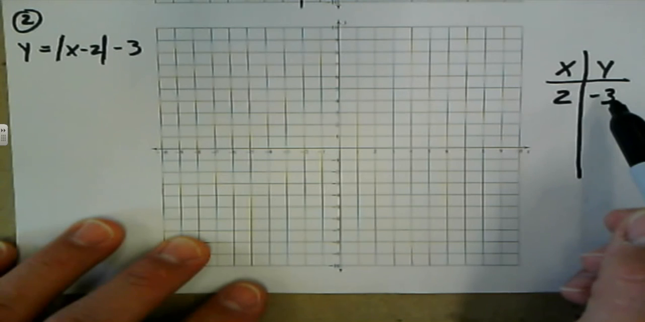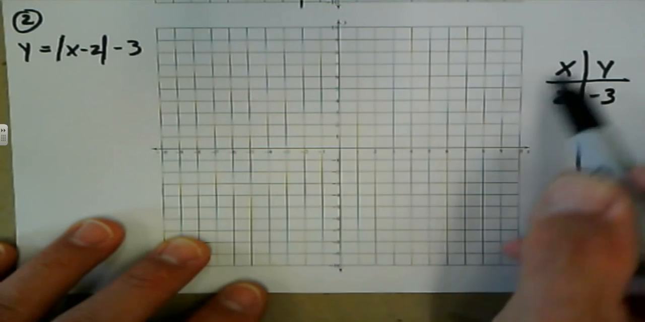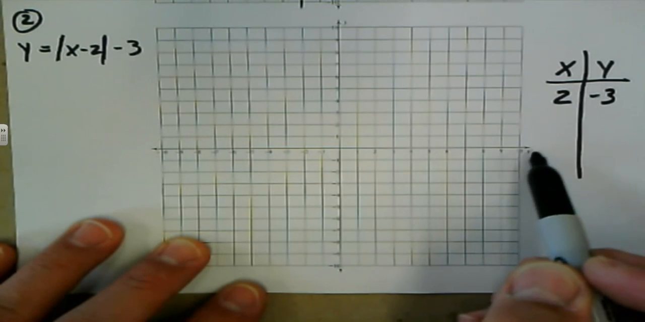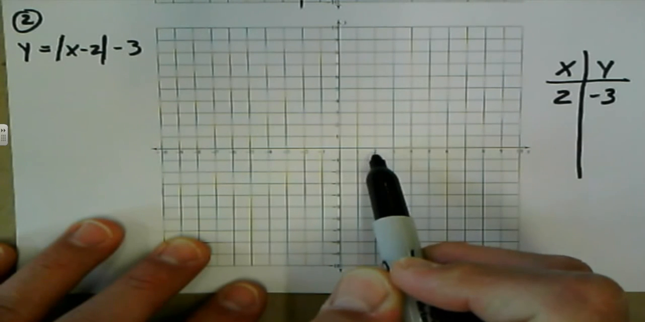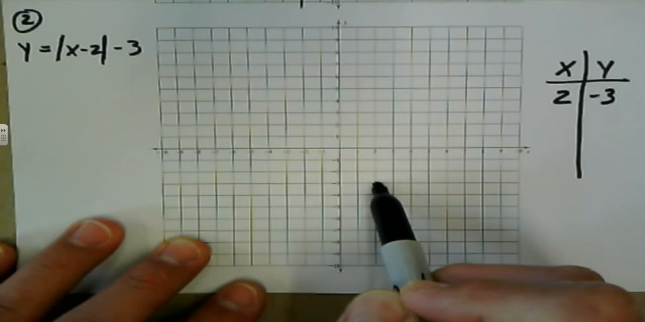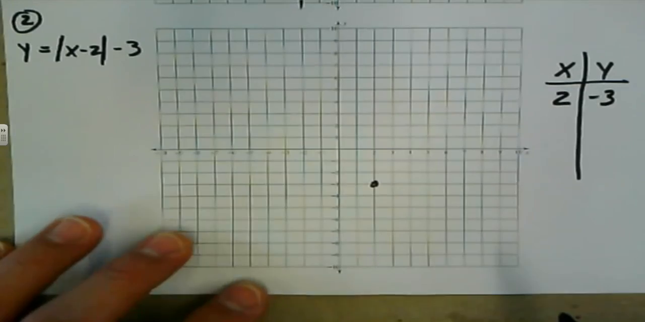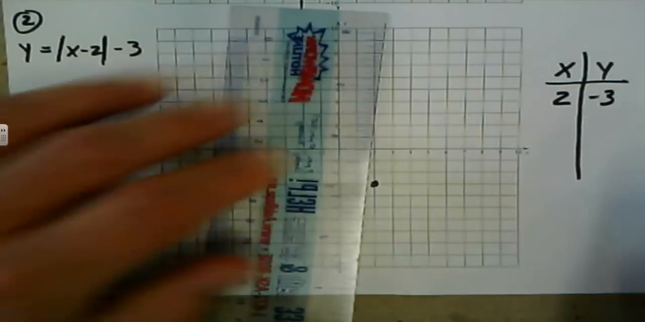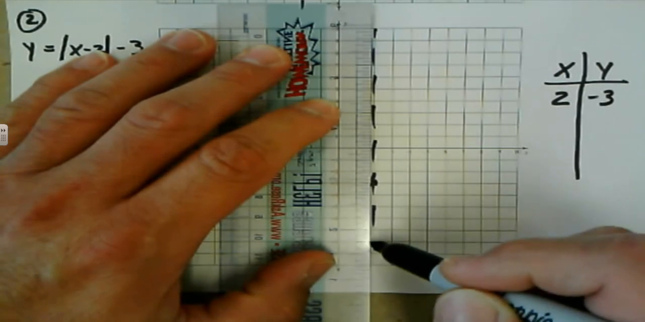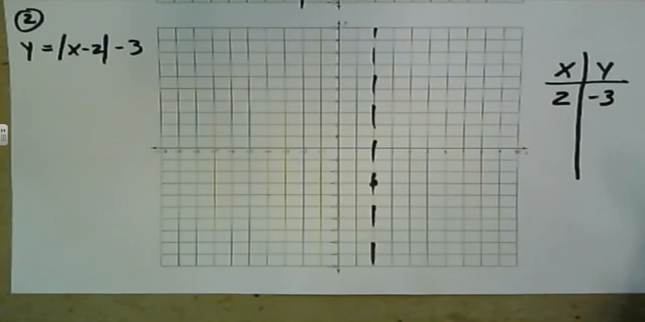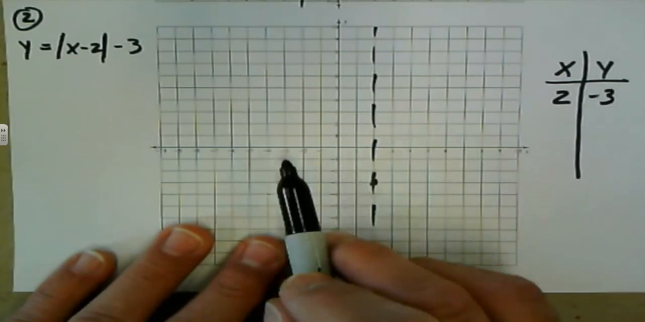So that's our first value. Where do I go? Here's the x, right? I'm going to travel down the x to the 2. Then I'm going to travel down the y to the 3. It's right there. That's our vertex. Use your ruler, dash a line. What happens on one side will happen exactly on the other.